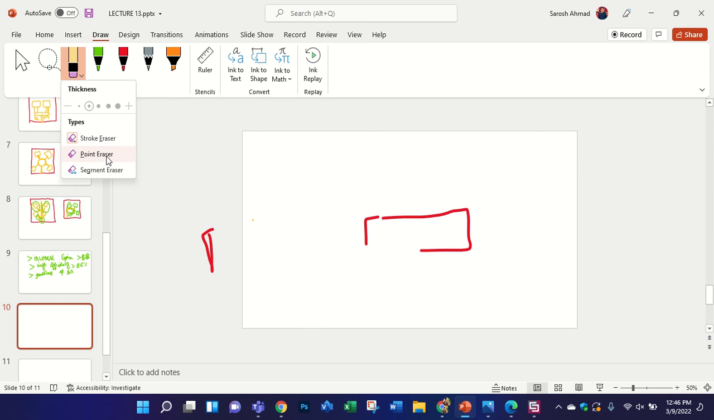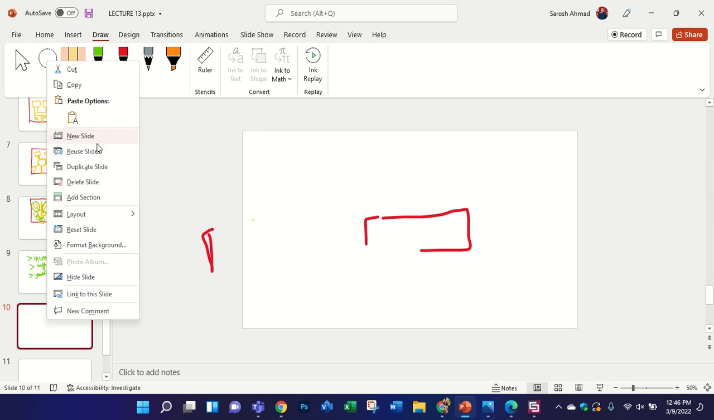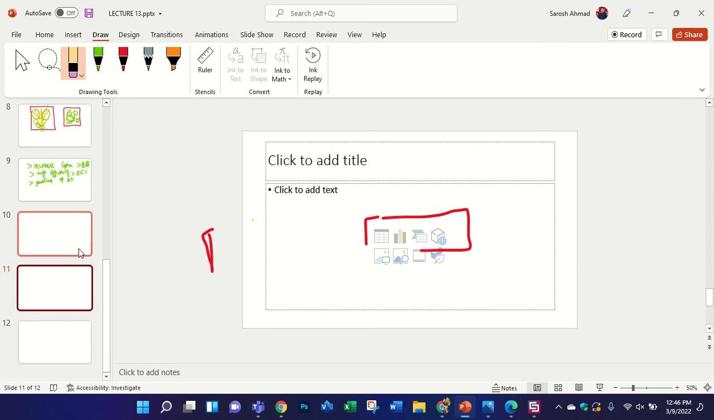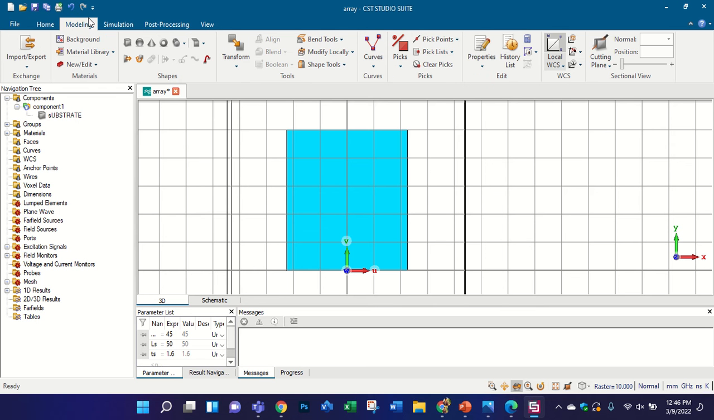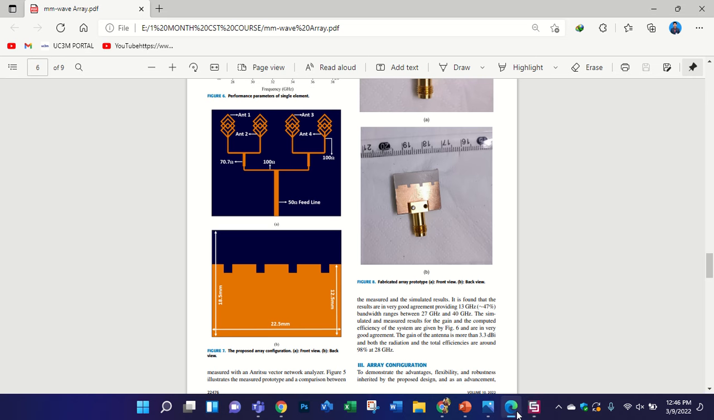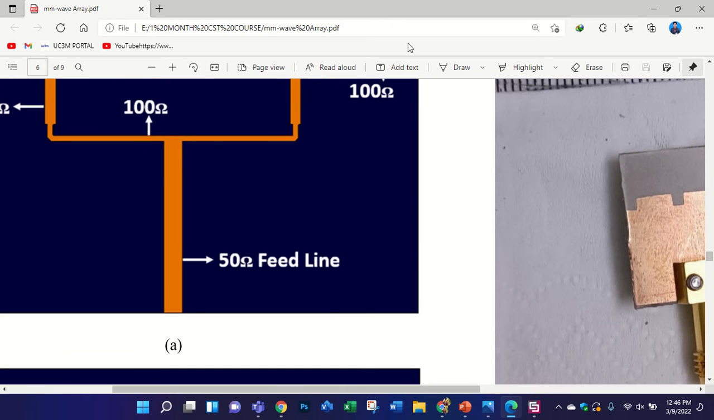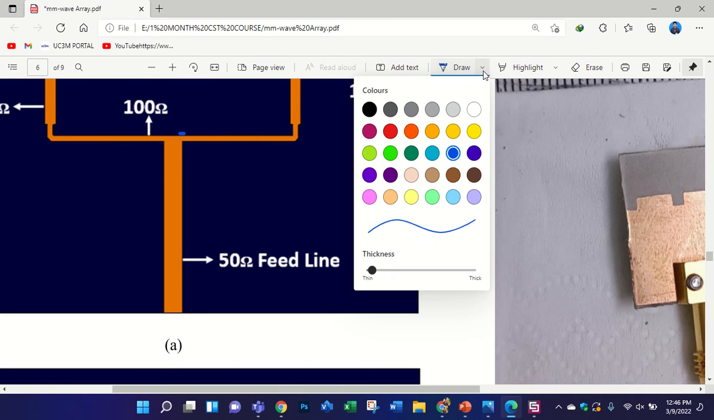Mr. Ahmed, how to get the proper or good length of the feed line for each patch? Good length, you mean? Exactly, yes. Okay, I prefer that if you are following this feed line, then you need to follow this. Wait a minute.